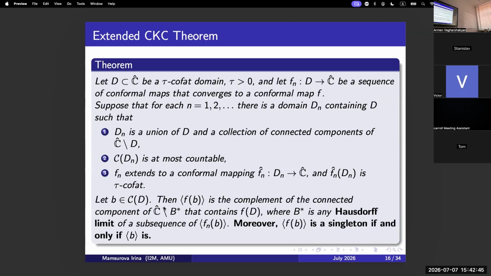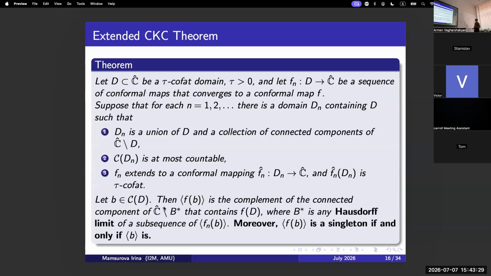Now, a few words about the conditions. The domain is co-fat, and we have a sequence of conformal maps that converge to some conformal map. For every function from this sequence, we want to have a domain such that it contains the domain we study. For example, we can imagine that we study this domain.